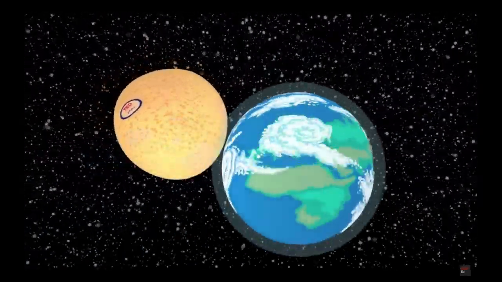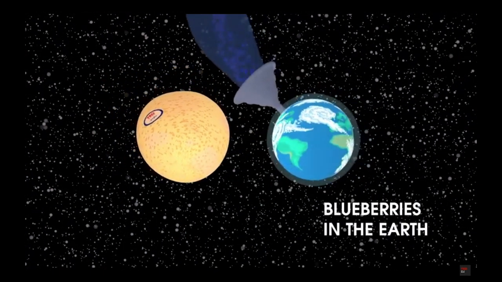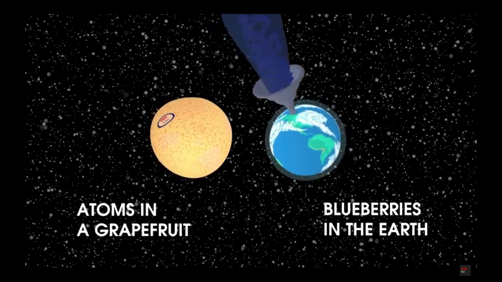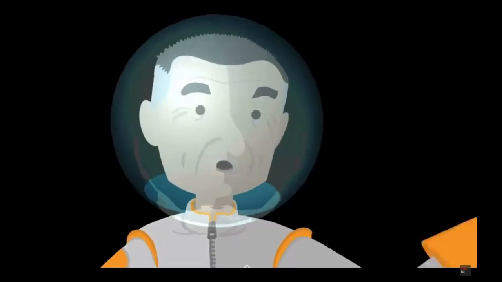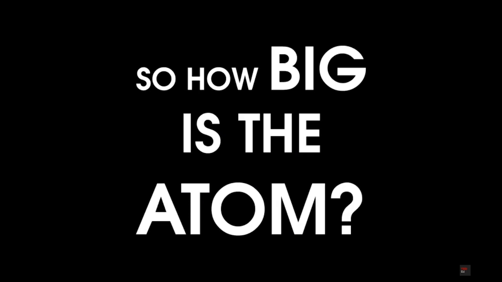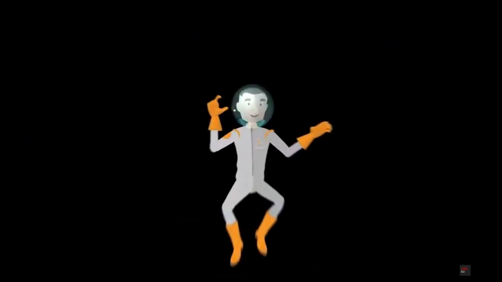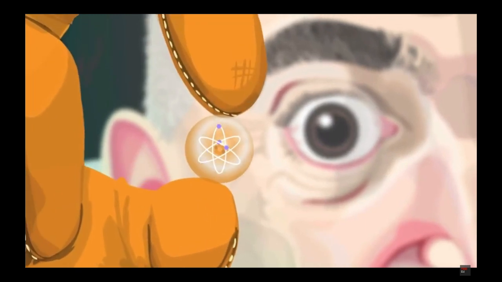That's crazy. You mean to say that if I filled the Earth with blueberries, I would have the same number of nitrogen atoms as a grapefruit? That's right. So how big's the atom? Well, it's really, really, really, really small. And you know what? It gets even more crazy.